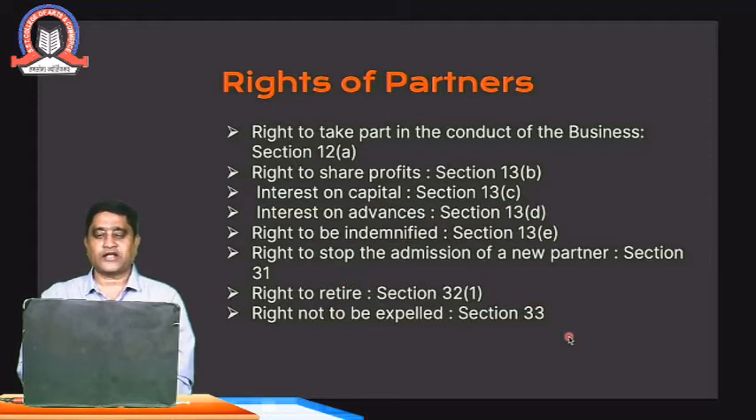Right not to be expelled, which is mentioned under section 33. A partner cannot be expelled from the partnership unless the other partners exercise their right to expel that partner because his conduct is not proper, or he is doing an act which is against the partnership or against the sovereignty and integrity of India. Only if he is doing such an act can he be expelled. That is the right not to be expelled, which is mentioned under section 33 of the Indian Partnership Act 1932.